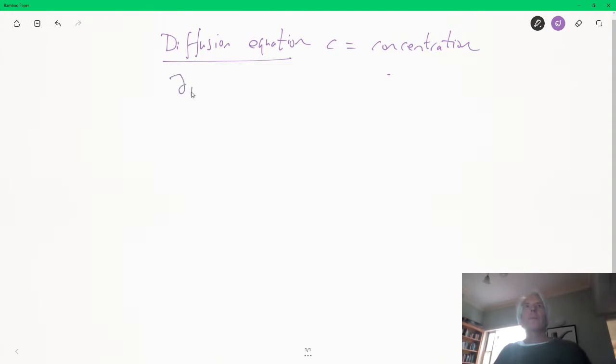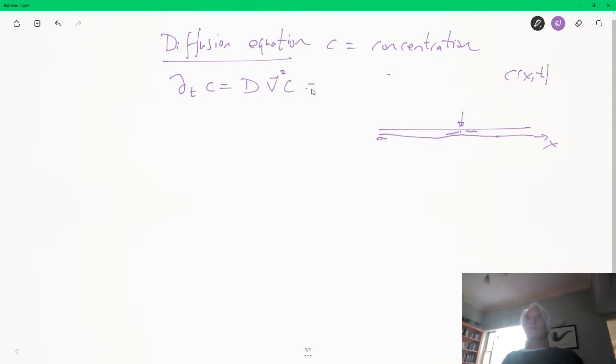It's dtc is equal to some diffusivity, some constant, times the Laplacian of C. Now, the case we're considering is some kind of a long tube with only one dimension. So you can imagine we're going out to infinity in this direction. And we drop a little bit of dye into the tube and it diffuses out like that. Okay, so we only have one direction, which is x. So we've got C as a function of x and time. So this just becomes dx squared C.